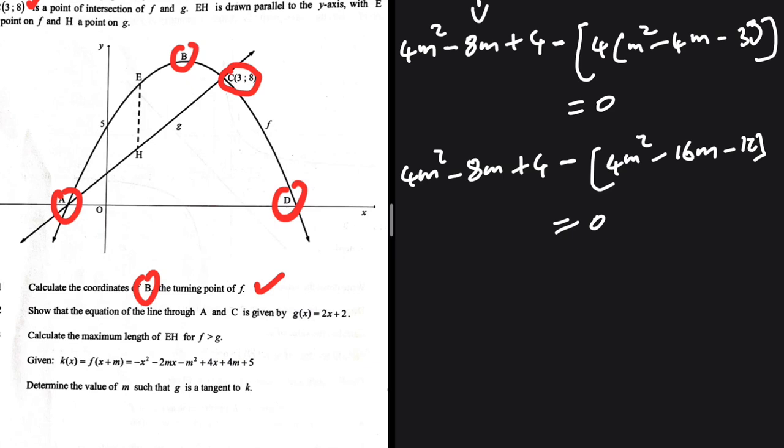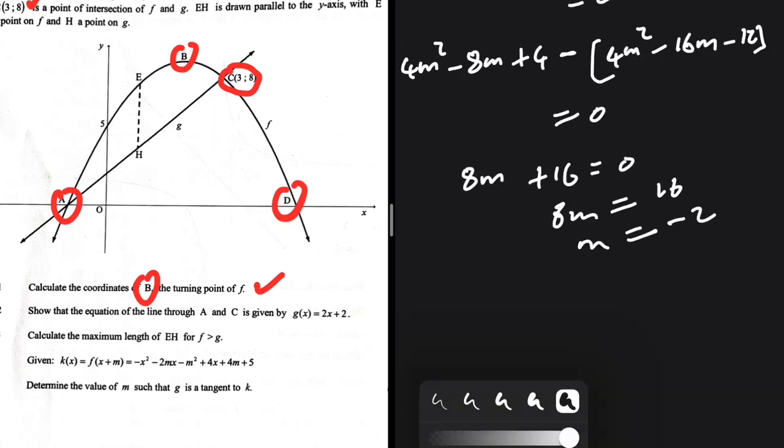So 4m squared minus 4m squared, that is 0. And then minus 8m minus 16m. That is going to give us plus 8m. And then plus 4 minus 12. So 4 plus 12, that is 16. This is equals to 0, it seems. So 8m is equals to 16. So m is equals to minus 2. m is equals to minus 2. Okay, I see what the problem was. You know, sometimes you do the right thing, you just make one small algebra mistake and you're gone.